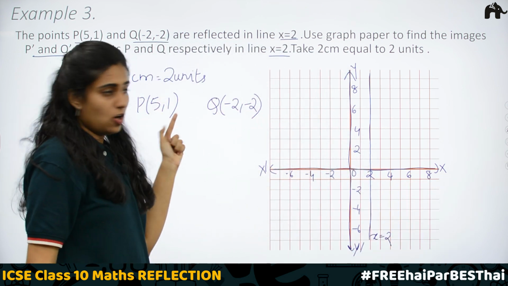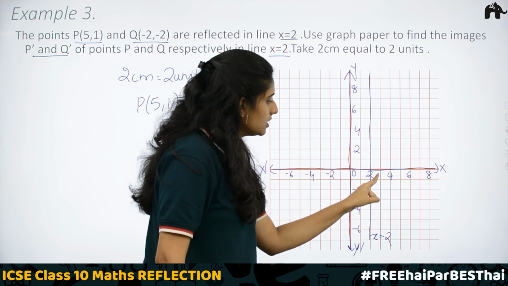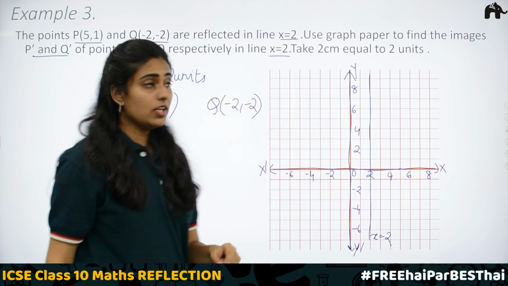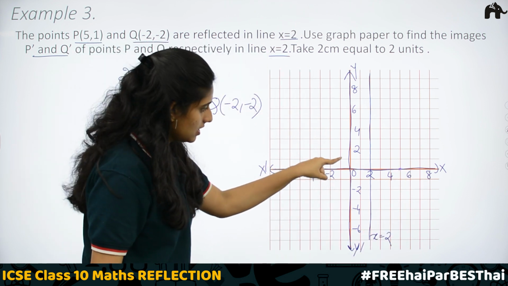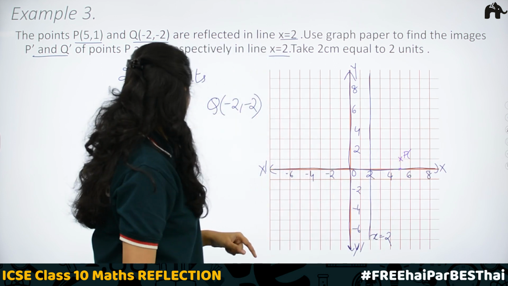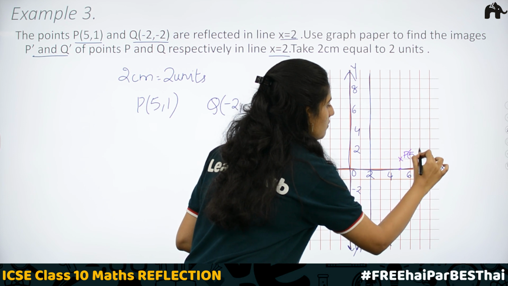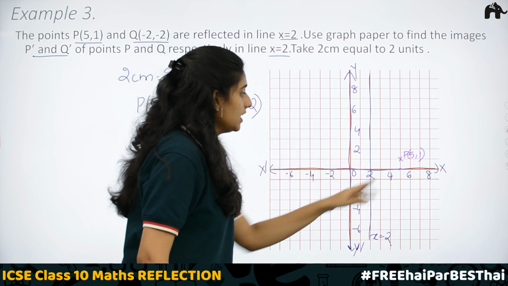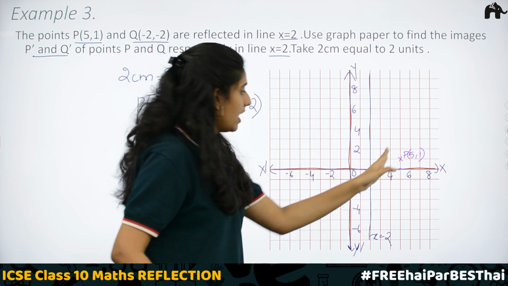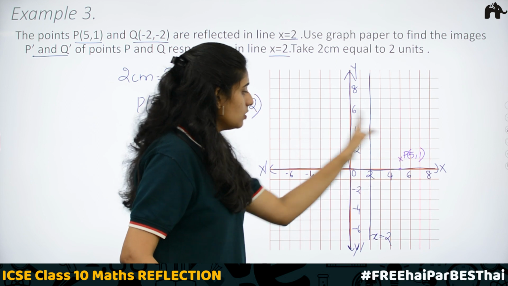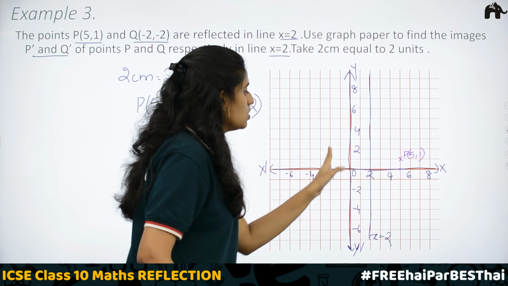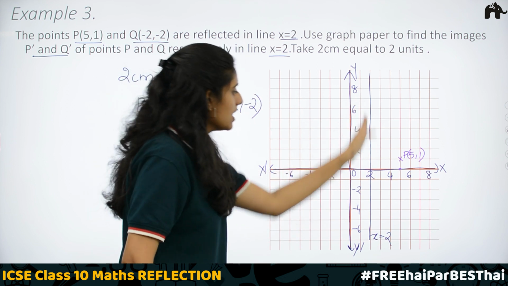5 is the x coordinate. 1, 2, 3, 4, 5. Here we have 5. What about the y coordinate? Y coordinate is 1. This is 1. So, we will be getting point P here. P 5, 1. We need to find the image of this point. Here this is our line. This is a mirror line. And we have a point here, which means the reflection will be on the opposite side. The point is towards the right, which means the image will be towards the left of the mirror line.